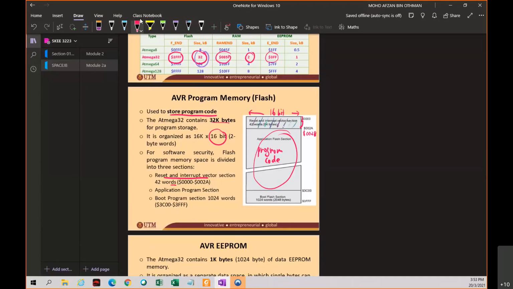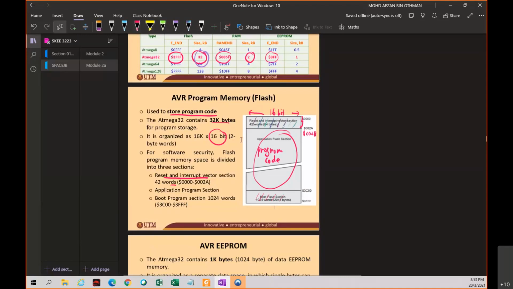And then last but not least is the boot program section, or boot flash section. So this one also is reserved, tak boleh guna. So anything yang kita nak simpan hanya dekat bahagian program code kat sini, the application flash section. Okay, so this is for the program memory.